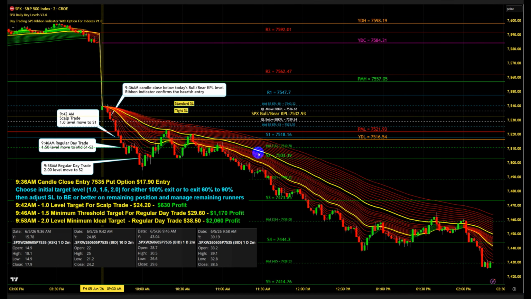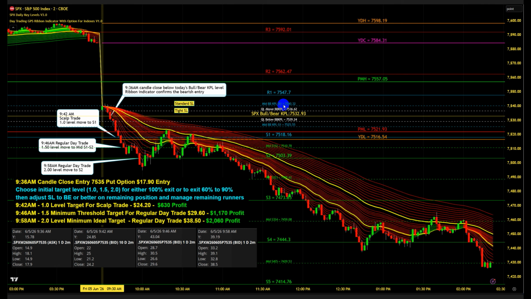Now let's go back to today's setup. At the close of the 9:36 a.m. candle, SPX closed below the bull-bear key price level, while the ribbon turned fully red, and the lower bands of the ribbon began pulling away from the base of the ribbon. That provided both the signal and confirmation required for a bearish trade entry. For risk management, there were two stop-loss options available. The first was the tighter stop-loss using the QL level above the BBKPL at 7536.62. The second was the standard stop-loss using the first midpoint above BBKPL, the mid-BBKPL-R1 level at 7540.32.